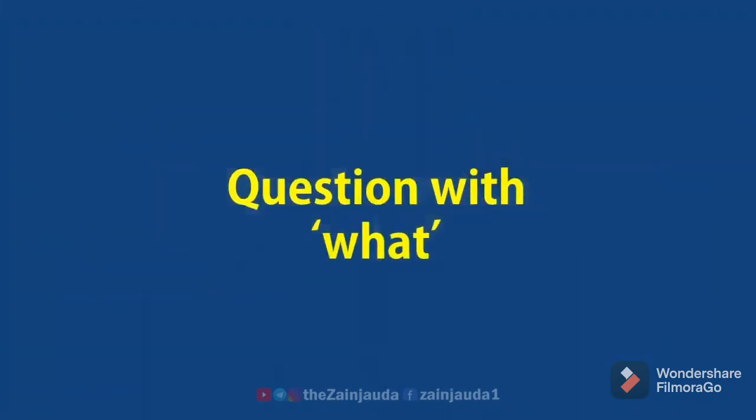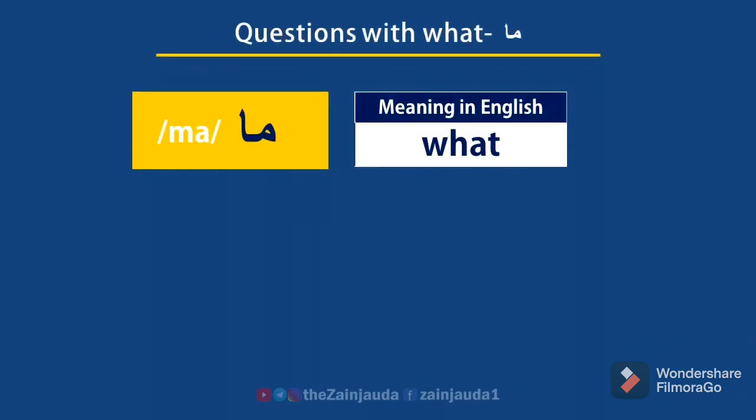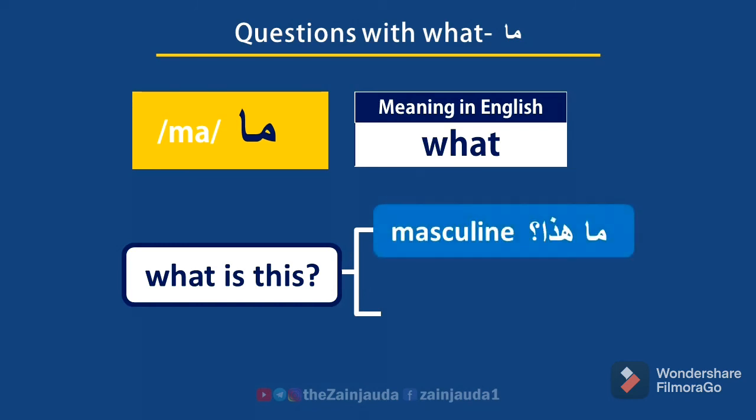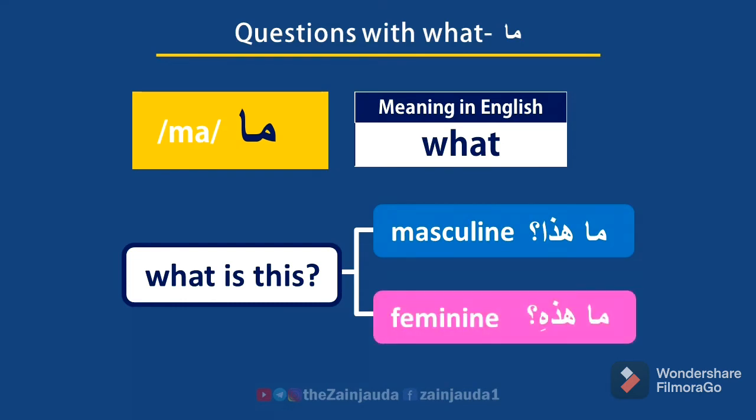Now let's move a little forward and see how to ask with what. What means ma in Arabic. And to ask a question like what is this, we will have two forms as well. It is not about ma, it is the same for both genders, but it is about this. So when we want to say what is this, for masculine we say ما هذا. For feminine we say ما هذه, and both mean what is this.